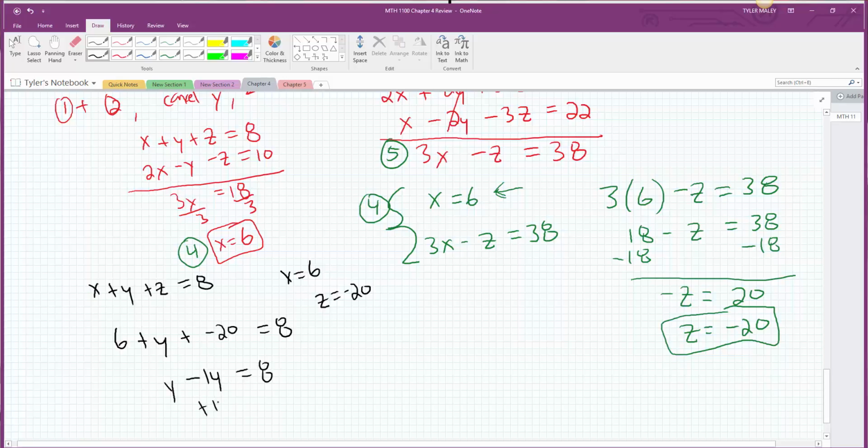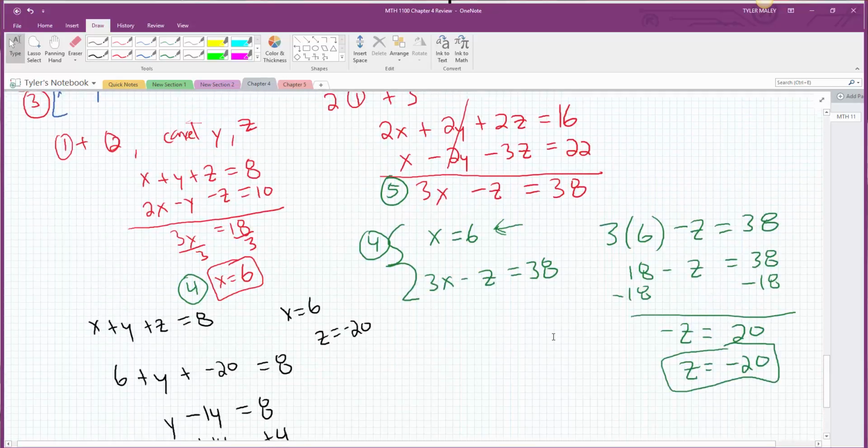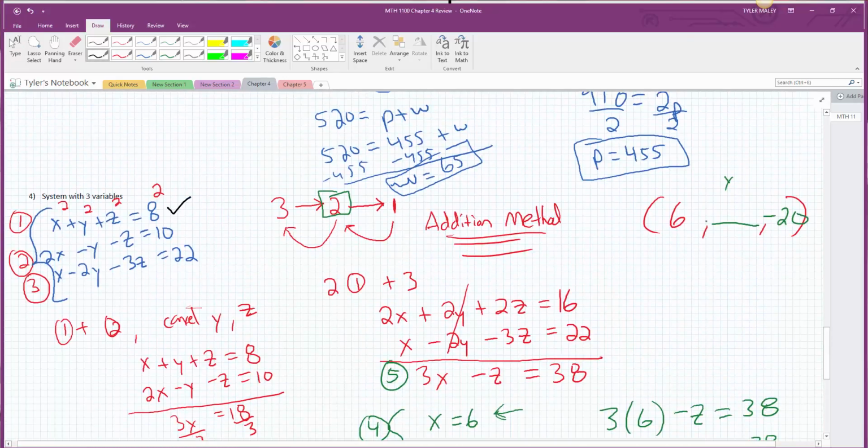So if I add 14 to both sides, I get y equals 22. Right? So there, that's my third coordinate. So 6, negative 20, 22. Right?